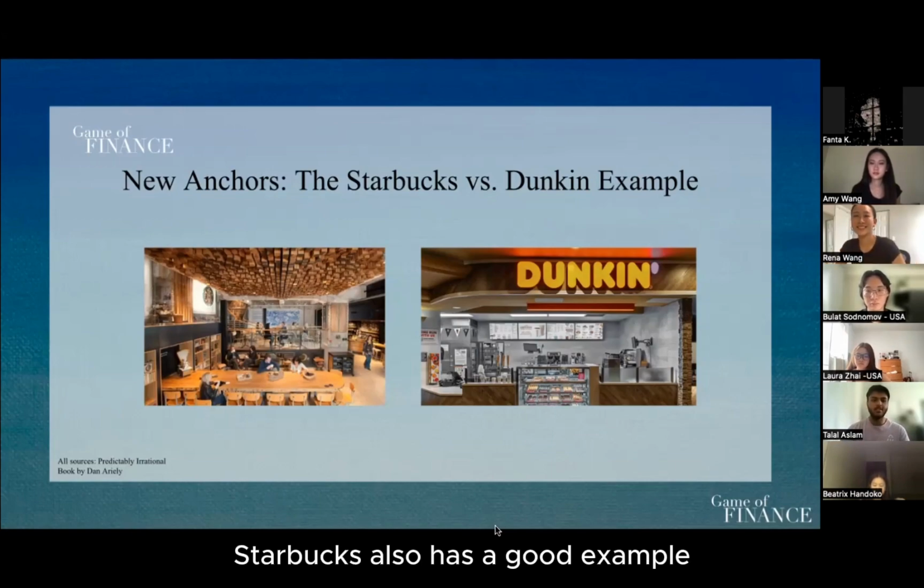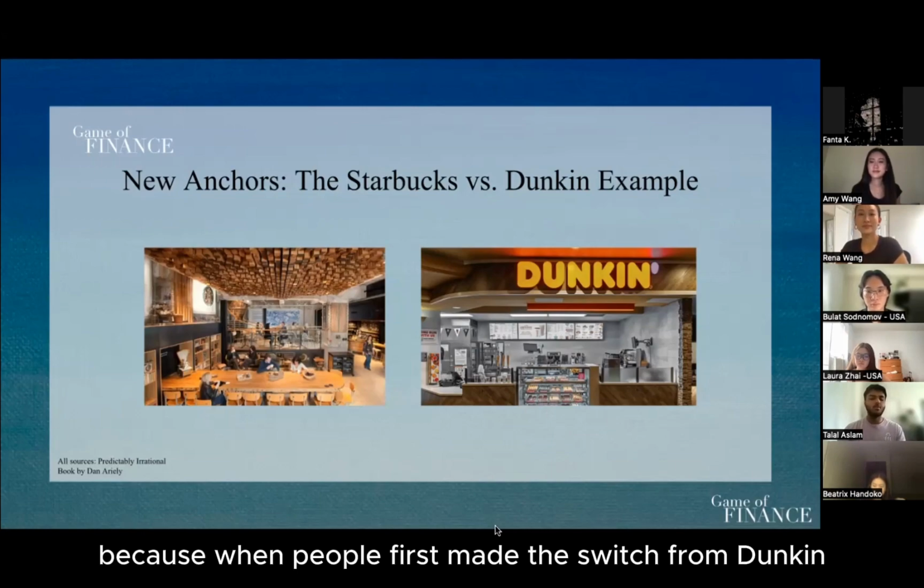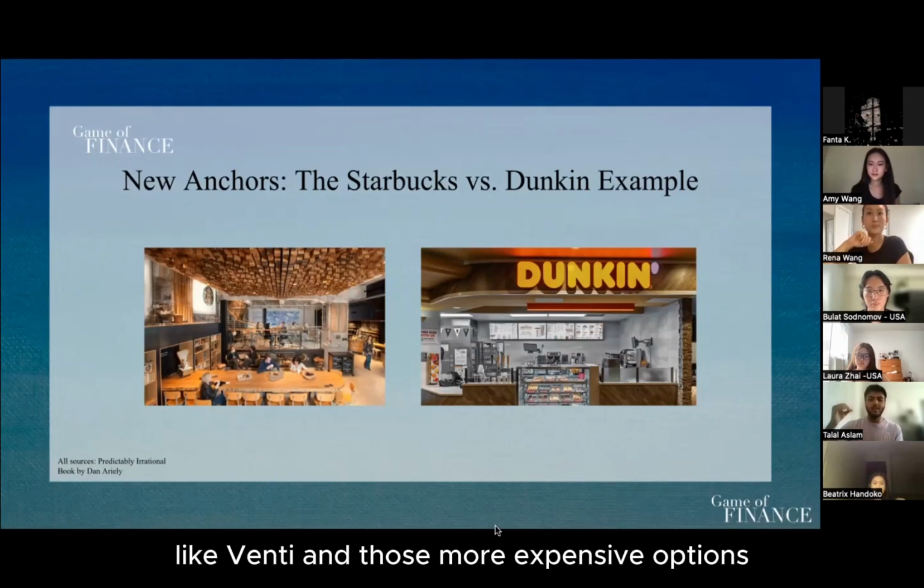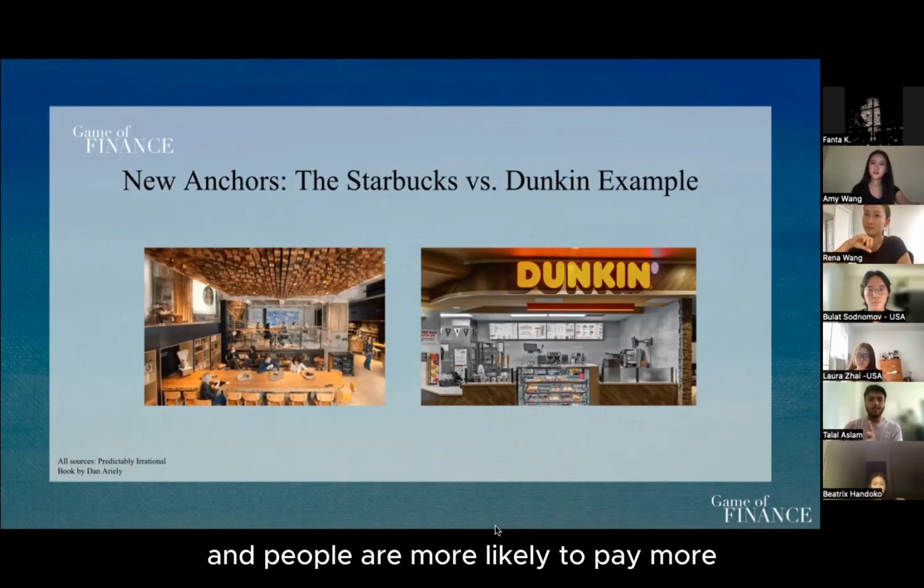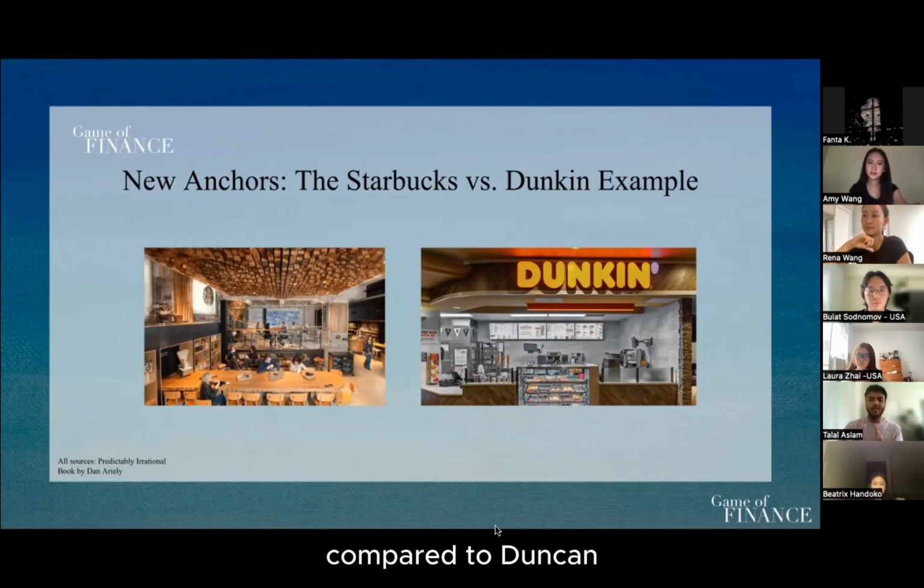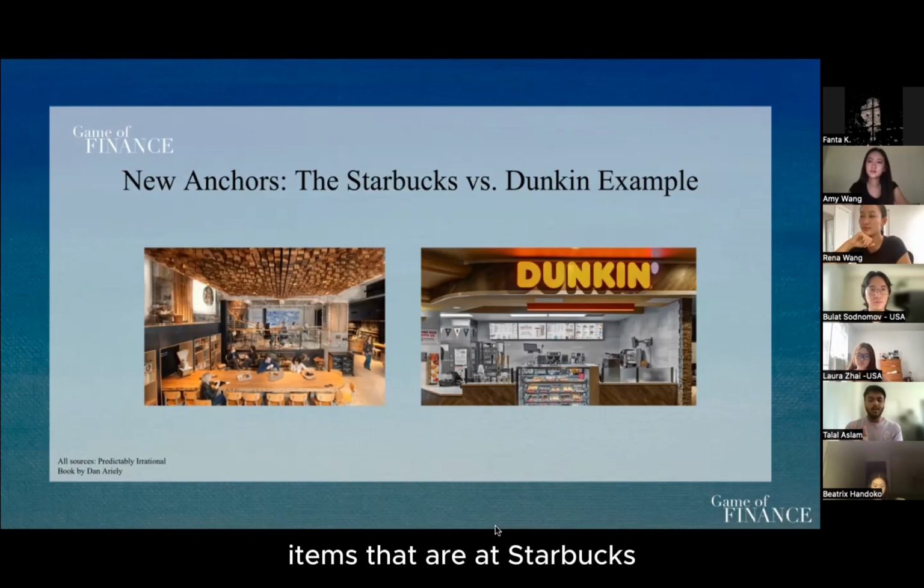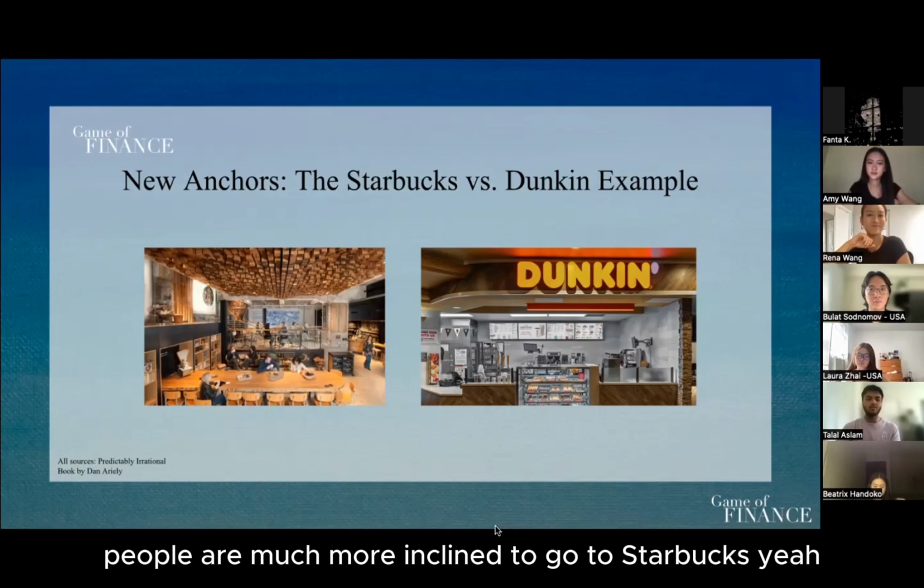Starbucks also has a good example of the topic we covered yesterday in terms of relativity. Because when people first made the switch from Dunkin', which is pretty cheap, to Starbucks, it may seem really expensive, but by having those extra options like venti and those more expensive options, you can compare it to that, and people are more likely to pay more compared to Dunkin'. But in comparison to other sizes and other items at Starbucks, it looks pretty cheap, which is why people are much more inclined to go to Starbucks.